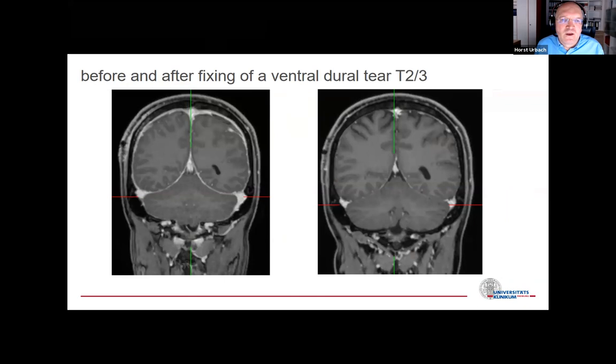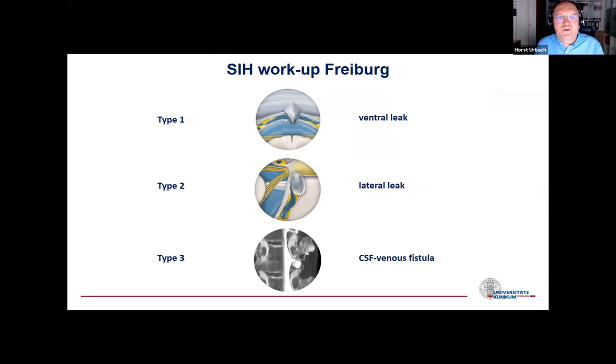So next slide. Again, we have three types. A ventral dural tear, a lateral leak with contrast or with CSF leaking in the axilla of the nerve root, and type three, a CSF venous fistula, where we don't have spinal extradural fluid, but a direct connection from the CSF into the venous channel.